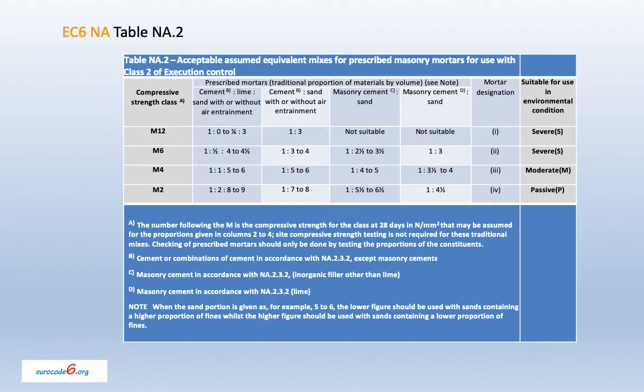Mortars are specified by compressive strength class. For example, an M4 mortar would be expected to have a strength of 4 newtons per millimeter squared. A mortar designed to meet a strength class is different to a mortar specified by mixed proportions, and Table NA2 from the UK National Annex to BS EN 1996-1-1 provides the assumed equivalence.